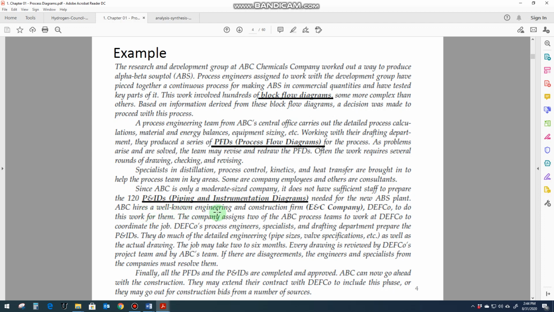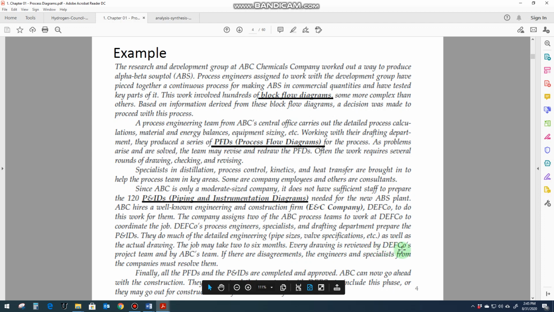ABC hires a well-known engineering and construction company, DEF Corporation, to do this work for them. The company assigns two of the ABC process teams to work at DEF Corporation to coordinate the job. DEF Corporation process engineers, specialists, and drafting department prepare the P&IDs. They do much of the detailed engineering, pipe sizes, valve specifications, as well as the actual drawings. The job may take 2 to 6 months.